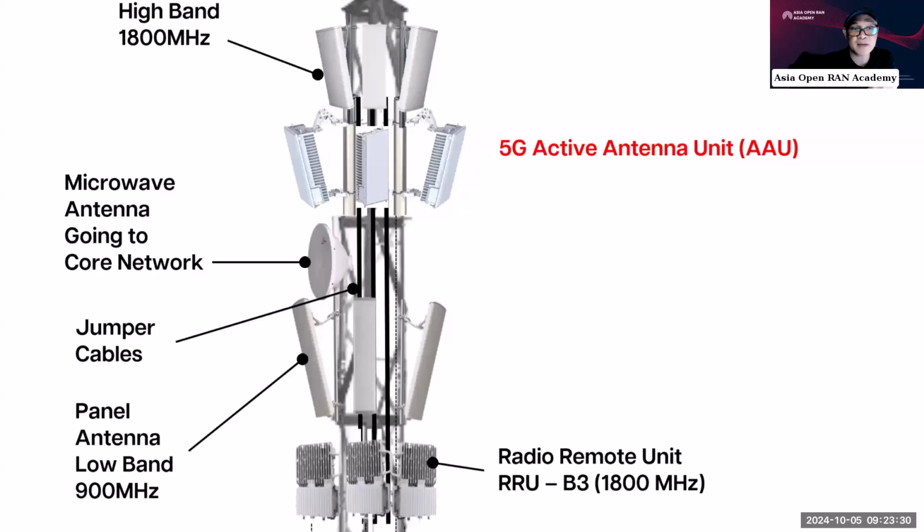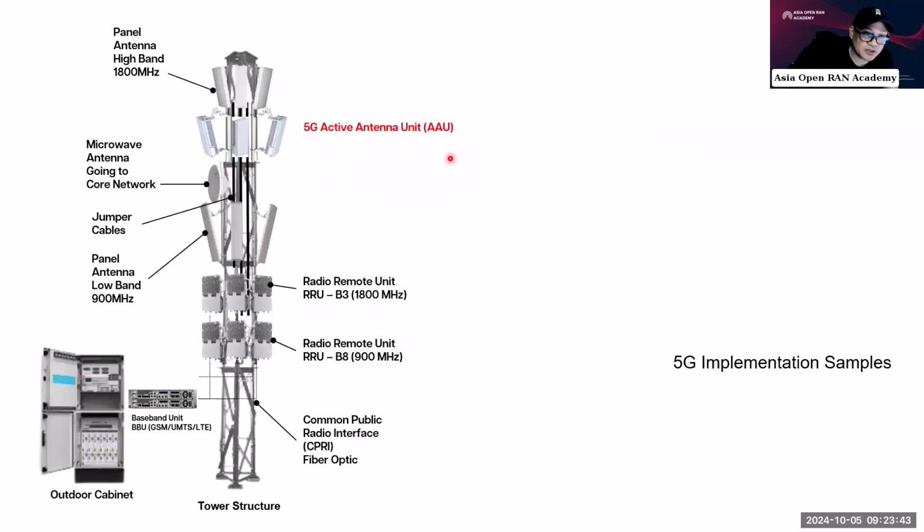And then this massive MIMO, ito yung tinatawag natin 32T, 32R, or 64T, 64R. So meaning this has 64 transmitters inside. Ganun ang ano niya. Kung 32R. Okay? So ito yung active antenna.